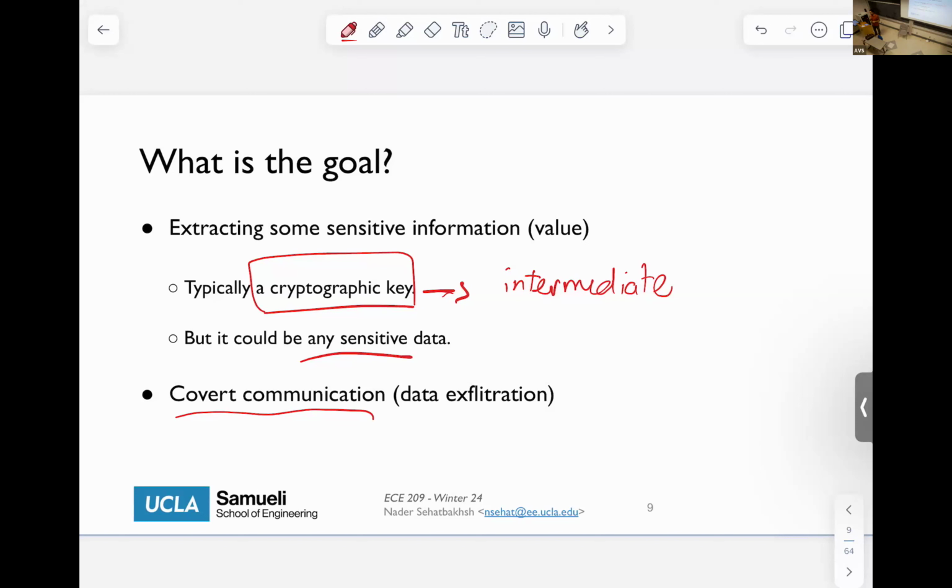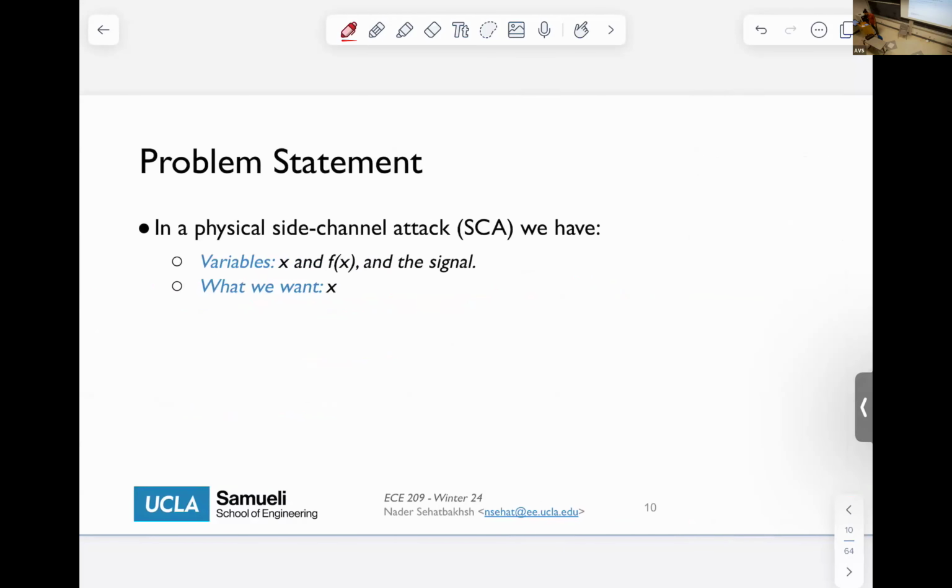Probably most of you who have done some form of internship have seen that most of these companies try to monitor their ports and the Wi-Fi connections. If you're in the office, for example, you cannot just send out information from your company's laptop. But if you manage to have some form of covert communication, then you can exfiltrate this data, right? So these kinds of things are always important in security.